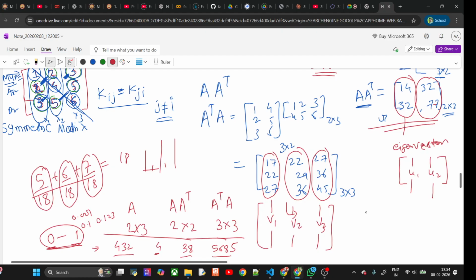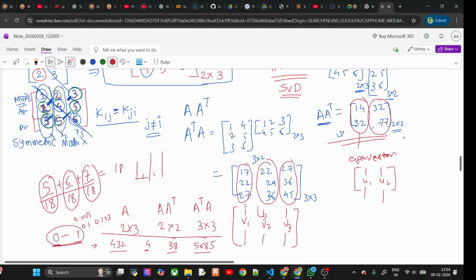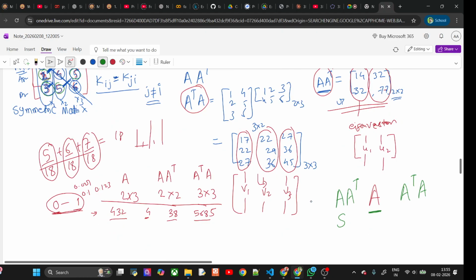So what do we call this A1 and A2 matrix here? For example, A into A transpose, I mentioned that they are like sisters. One is your A, one is your A into A transpose, and one is your A transpose into A. This is called the left side, so I mentioned them as the left sister, and this is your right side.